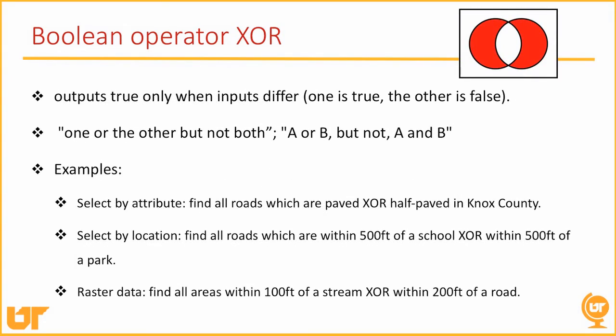The Boolean operator XOR. The statement A XOR B is only true if either A is true or B is true, but not if A and B are true at the same time. In other words, one is true and the other is false. So, one or the other, but not both. For example, you want to find all roads which are paved XOR half paved in Knox County. That means if you have a road classified as both paved and half paved, then that road will be excluded from the search.